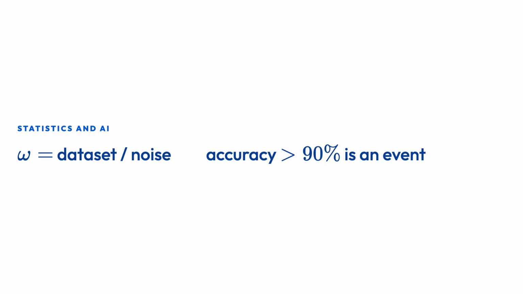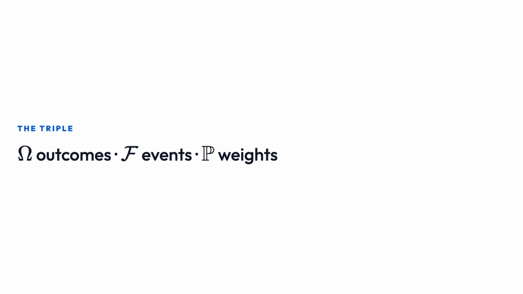In statistics and AI, omega can be a dataset, a mini-batch, or a noise draw. Test accuracy above 90% is an event. Calibration and coverage are probabilities of events in F. Omega is the outcomes. F is the events you can measure. P is the weight of those events. Write random quantities as functions on omega. Compute probability only on F.